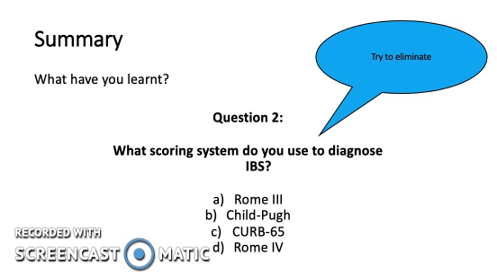So, question 2. What scoring system do you use to diagnose IBS? Is it A, Rome 3, B, Child-Pugh, C, CURB-65, or D, Rome 4? Remember, try to eliminate. The answer is Rome 4. Rome 4 is an updated version compared to Rome 3.